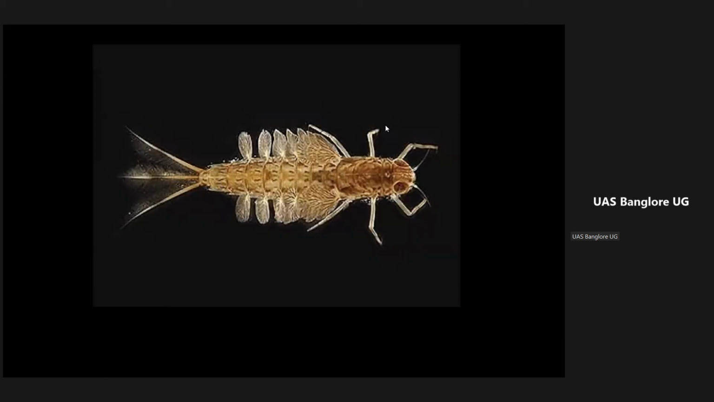Coming to the nymphs or the naiads, they have abdominal appendages. Anybody still remember abdominal appendages? Since they are aquatic, they need gills for breathing, so they have the abdominal appendages. We get them in the abdomen of the mayflies.